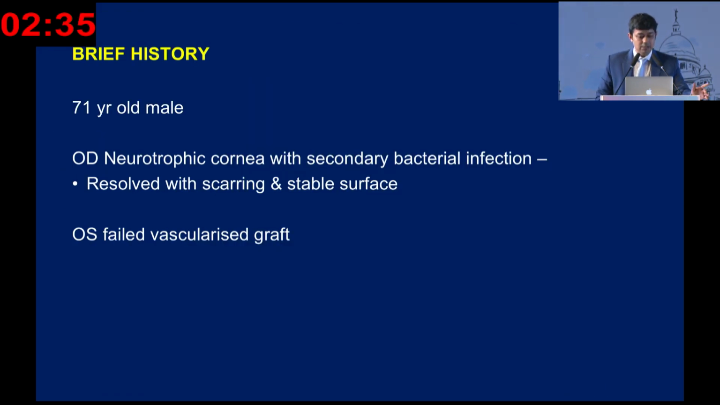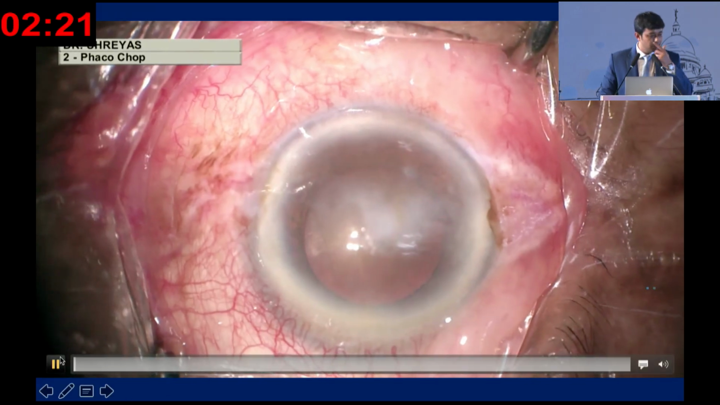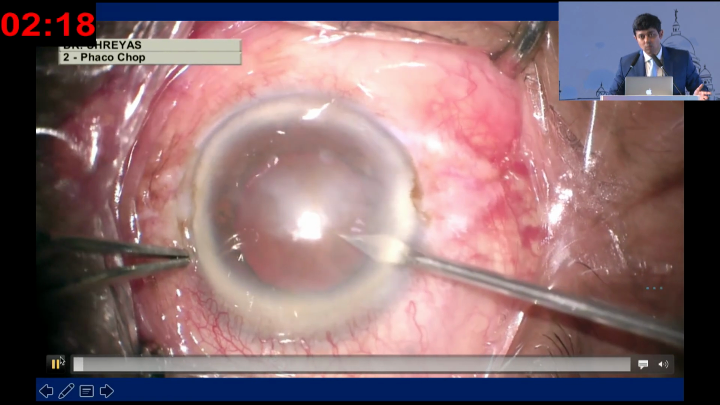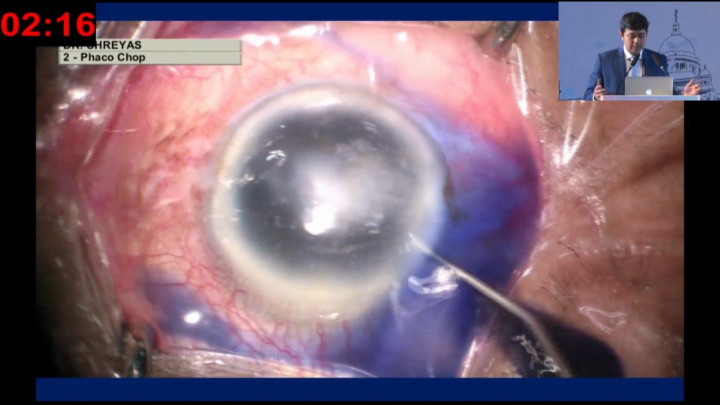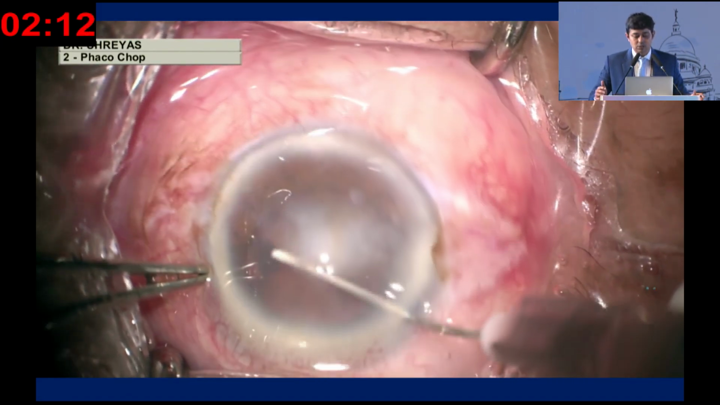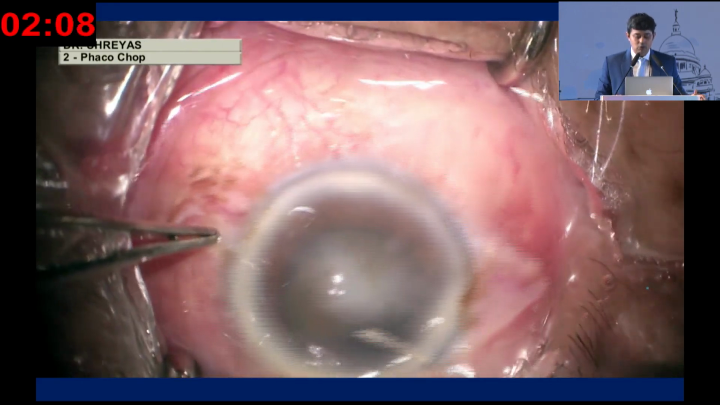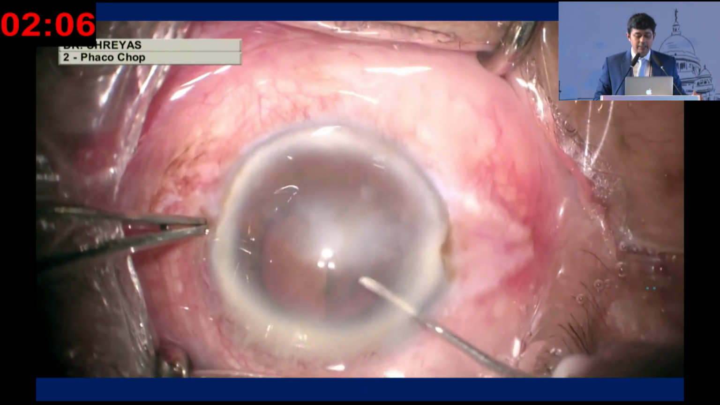Another patient, a 71-year-old male, one-eyed patient, other eye is already a failed vascularized graft. This patient presented with a neurotrophic cornea, had a secondary bacterial infection. He resolved after AMG, antibiotics, steroids, and then had this significant scar. Now, very often in these patients, because they are one-eyed, they have delayed presentations, they don't present for their cataract surgery very early. So you have the double challenge of having a compromised view, but also a significantly hard cataract.